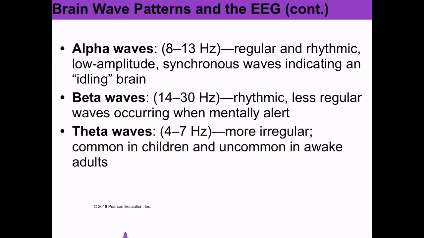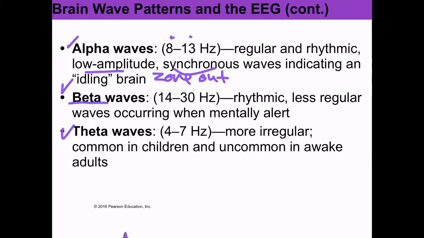Okay, the wave patterns that we're going to look at fall into the categories of alpha waves, beta waves, and theta. So the alpha waves are in the range of generally 8 to 13 hertz. They're regular, they're rhythmic, they're low amplitude for the most part. They are synchronous, and this is your brain zoning out. This is your zone out. This is like your meditation happy place.